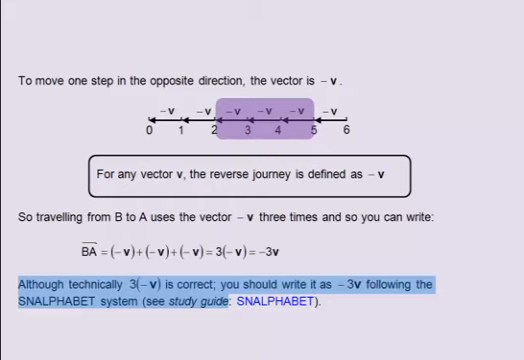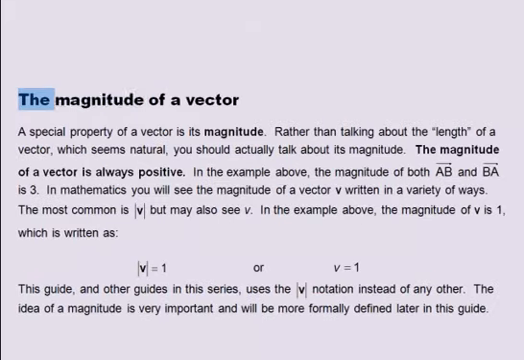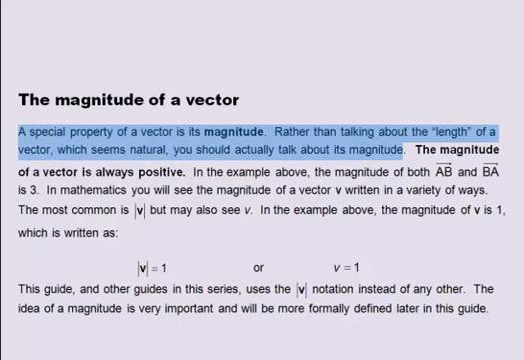See study guide, Snalphabet. The magnitude of a vector. A special property of a vector is its magnitude. Rather than talking about the length of a vector, which seems natural, you should actually talk about its magnitude. The magnitude of a vector is always positive. In the example above, the magnitude of both AB and BA is 3.